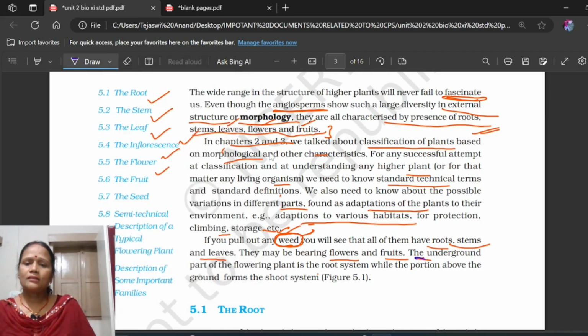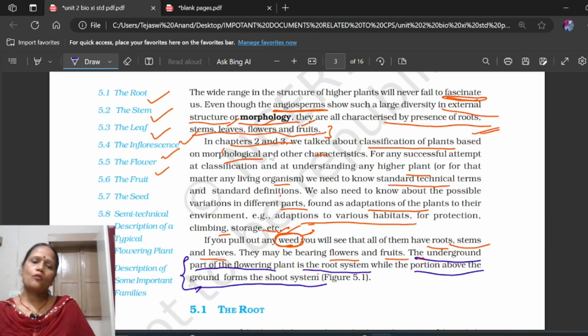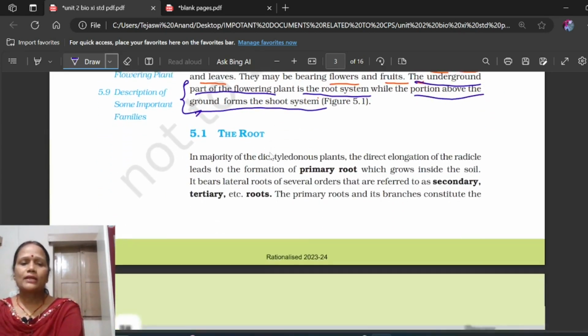You can see here, the underground part of the flowering plant is the root system, while the portion above the ground forms the shoot system. This line must be remembered by you. Root and shoot, that is how a plant is divided into different parts.